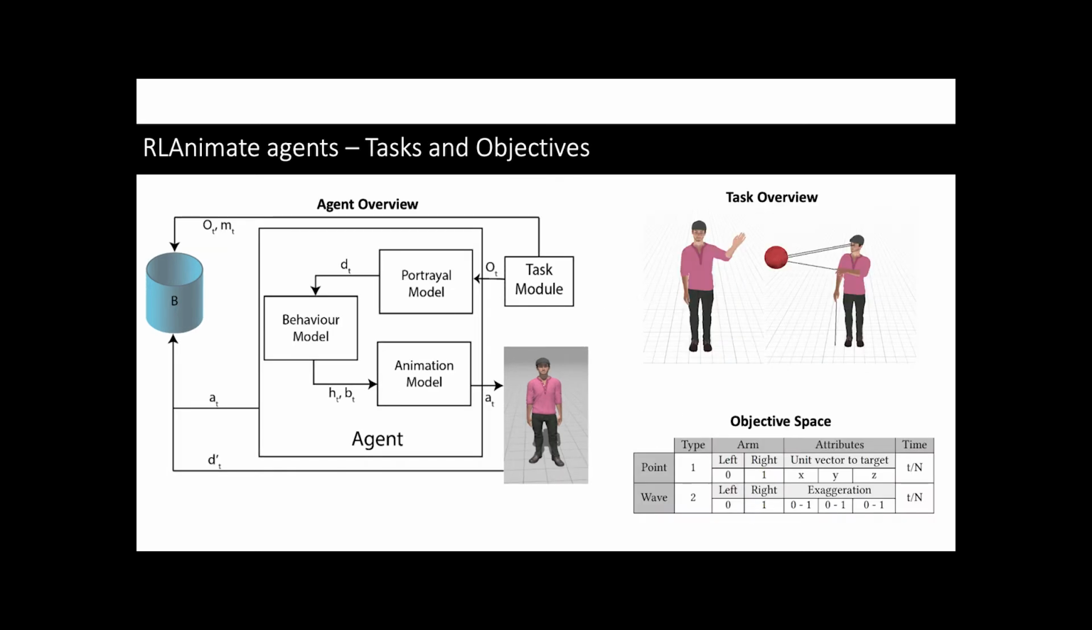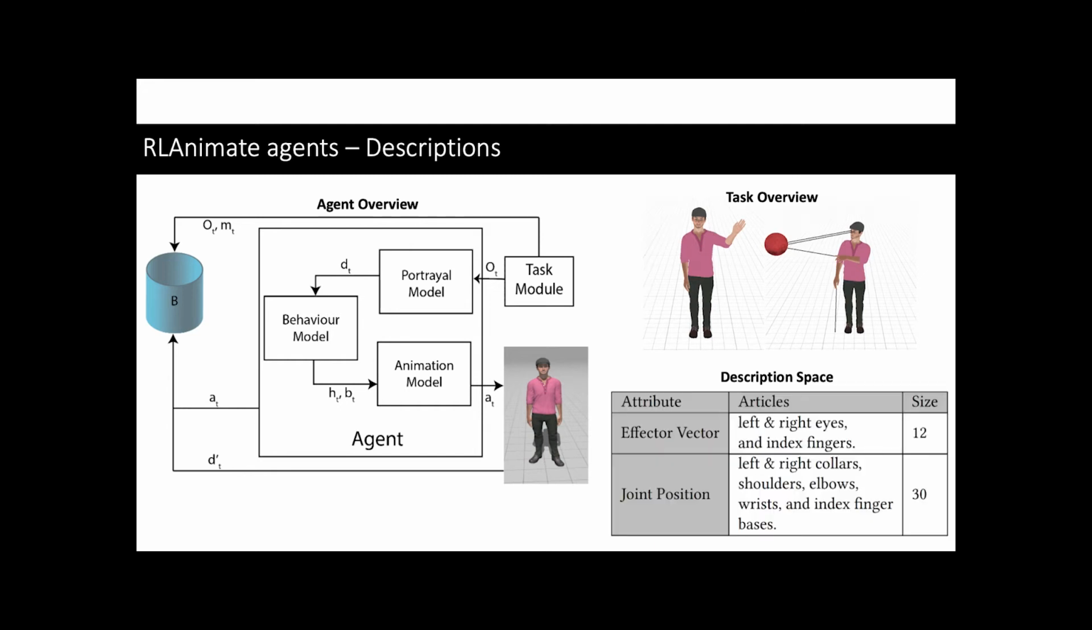For the work presented in this paper, we use waving and pointing behaviors to explore our approach. This table shows the construction of the objective signal. And the description signal is essentially a description of the character model at any given time frame. So it involves the joint positions for the collar, shoulder, elbow, wrist, and index finger positions, and also the effector vectors, which in this case are the vectors of the left and right eye and the index finger.